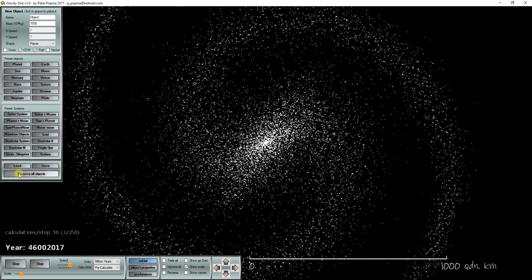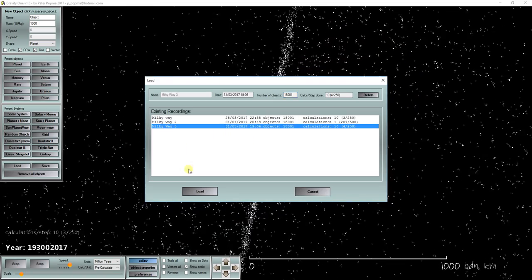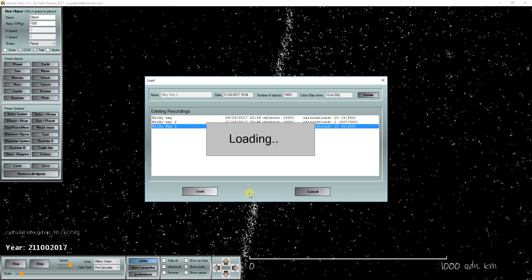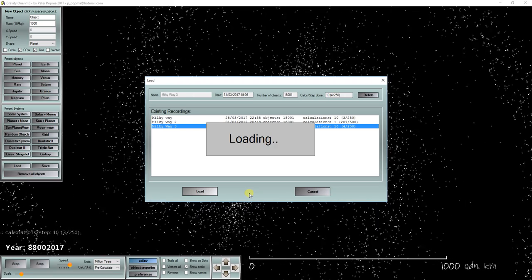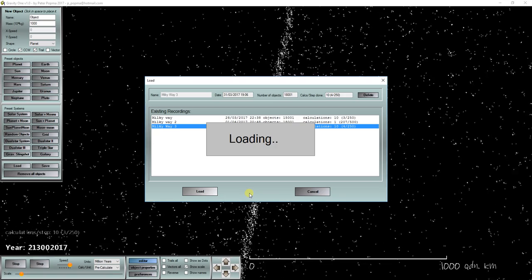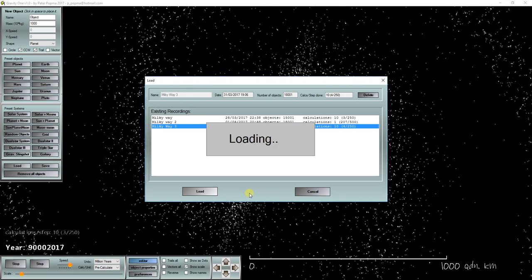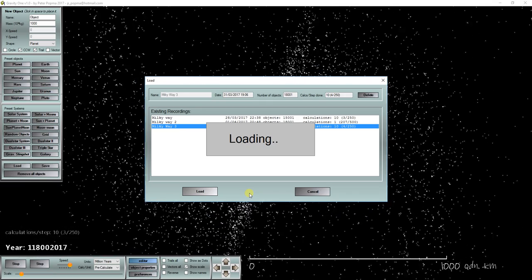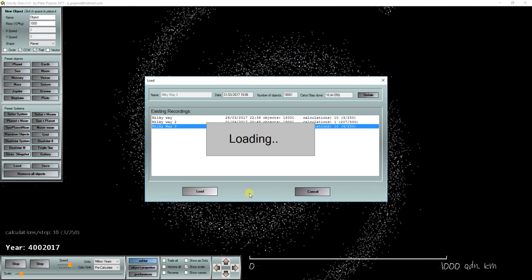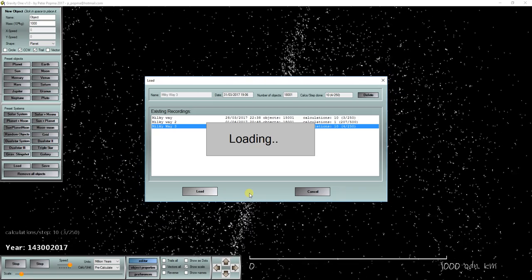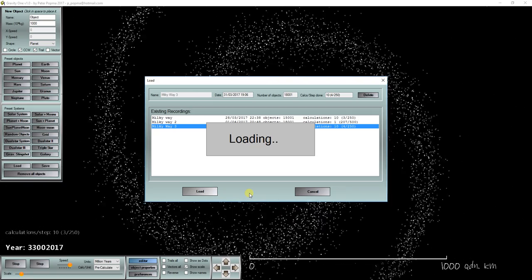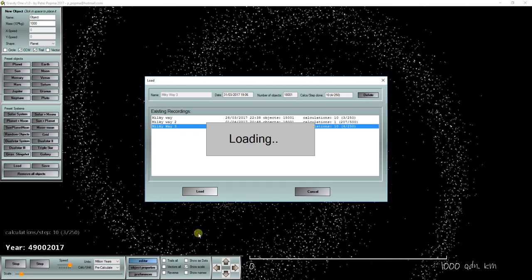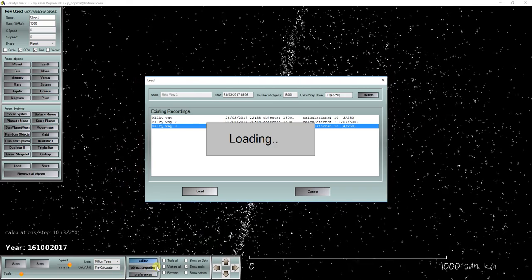I have another animation over here. This time I have given the stars more mass and made them spin a bit less fast, so they will not drift apart so easily. It takes some time to load. By the way, you can also compress your recordings by choosing this option in the preferences.